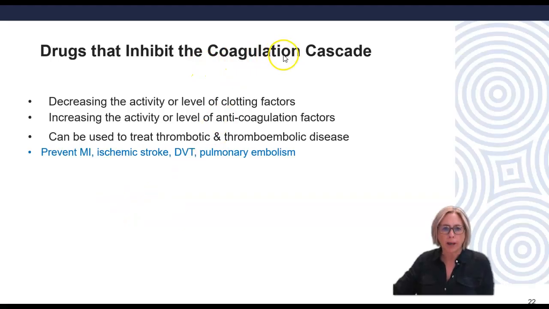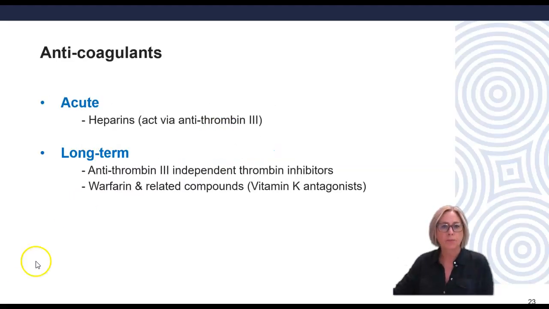Drugs that inhibit the coagulation cascade can do this via decreasing the activity or level of the clotting factors, increasing the activity or level of the anticoagulation factors, and they can be used to treat thrombotic and thromboembolic disease, to prevent myocardial infarction, ischemic stroke, deep vein thrombosis or DVT, and pulmonary embolisms.